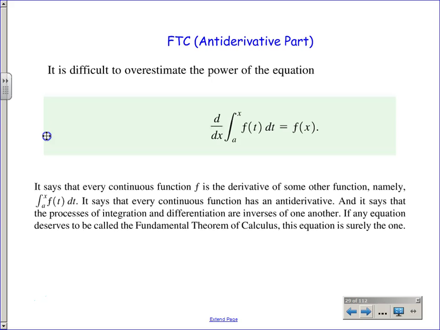It's difficult to overestimate the power of the equation. It says that every continuous function f is a derivative of some other function, namely the accumulator function. It says that every continuous function has an antiderivative. The equation deserves to be called the fundamental theorem of calculus. This equation is surely the one. It ties together the relationship between integration and differentiation. And it's able to make a blanket statement because of a lot of math behind it as far as characteristics of every continuous function. Anyway, I thought that was a cool way of wording it.